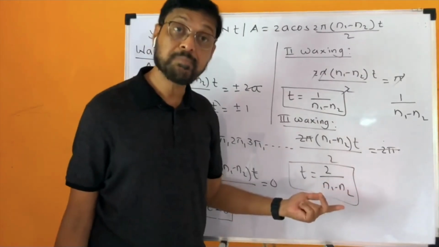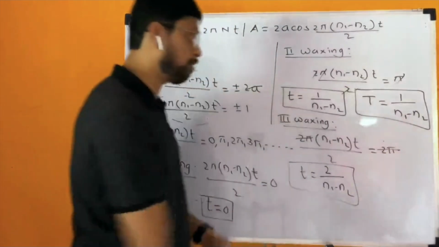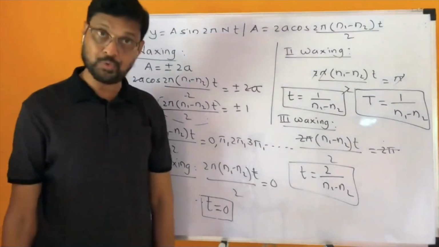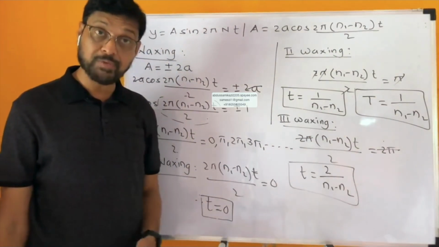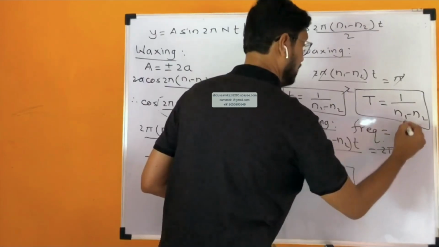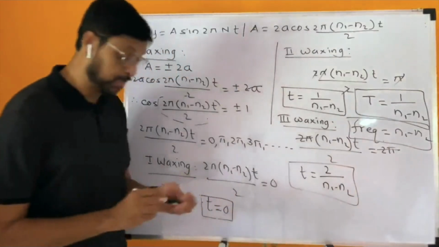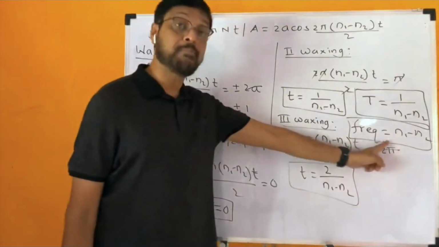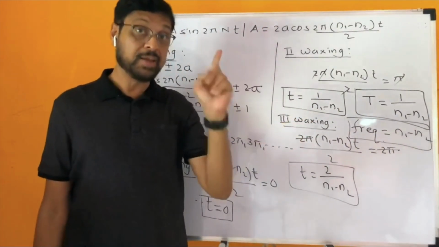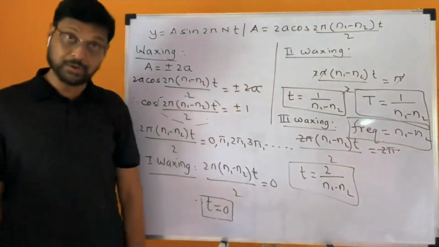What do we call it? Period of beats. So this is nothing but capital T, period of beats. So period of beats is given by 1/(n1 - n2). And reciprocal of period will be frequency. So frequency of beats will be, इसका reciprocal मतलब n1 - n2. So frequency of the beats is given by n1 - n2. This is frequency of beats. Equation में जो आया था capital N, (n1 + n2)/2, that is not frequency of beats. Frequency of beats is n1 - n2.